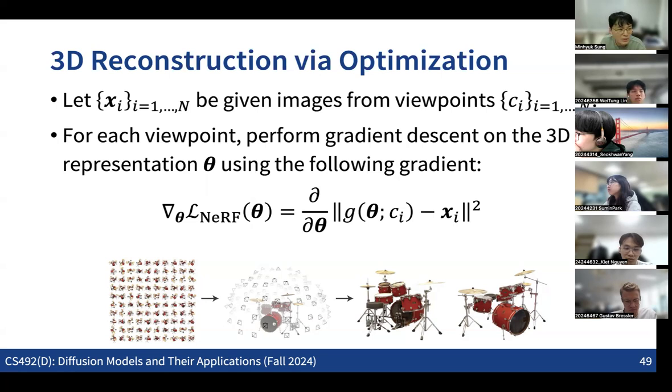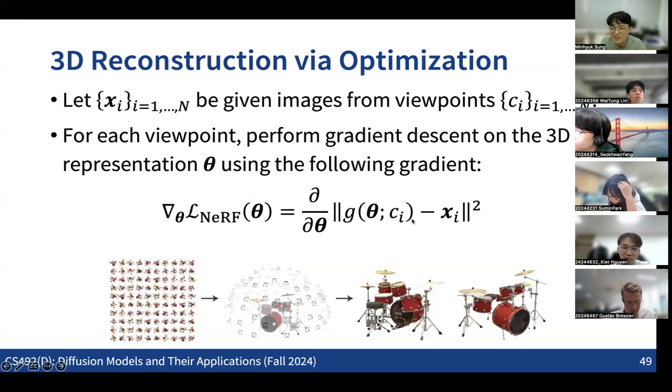So let's say we have n viewpoints. For each viewpoint, we have a given image. Every time, for each viewpoint, we render the 3D scene into an image and try to match this rendered image to the given image by minimizing the L2 loss. Then we run backpropagation through the 3D representation, theta here, so that we are minimizing this loss for every single viewpoint.